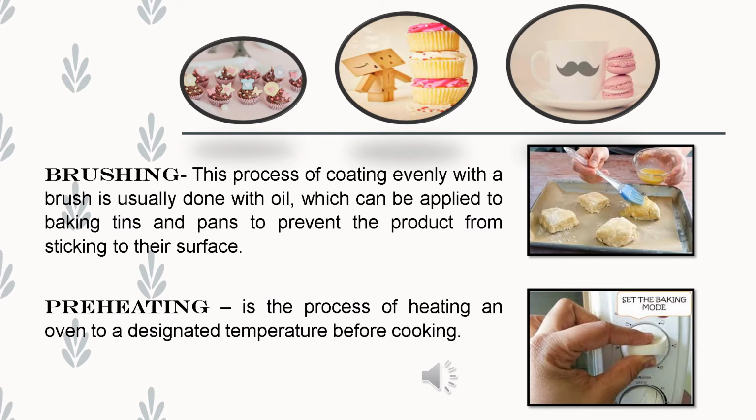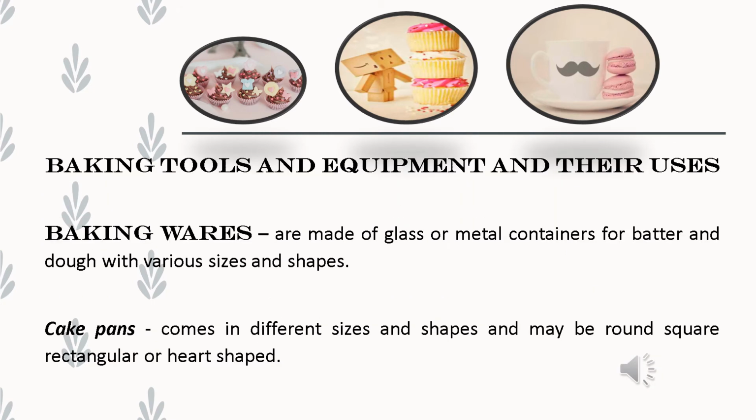Next step is preheating. It is the process of heating an oven to a designated temperature before cooking. This is done to ensure that the heat of the oven is evenly distributed. We are now on the highlights of Lesson 1. We will discuss baking tools and equipment and their uses.